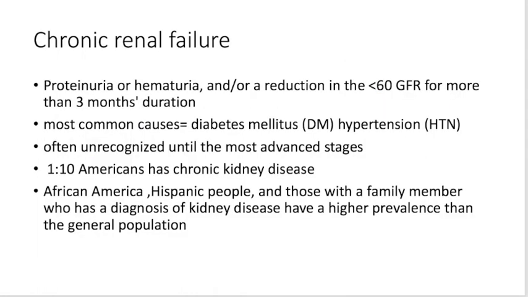Chronic renal failure is proteinuria or hematuria and a reduction in GFR for greater than 3 months duration. The most common causes are diabetes and hypertension, and it is often unrecognized until we are in those more advanced stages. One in 10 Americans has chronic kidney disease. It does affect certain ethnicities more than others, such as African American, Hispanic, and those with a family history. The pathophysiology is complex.